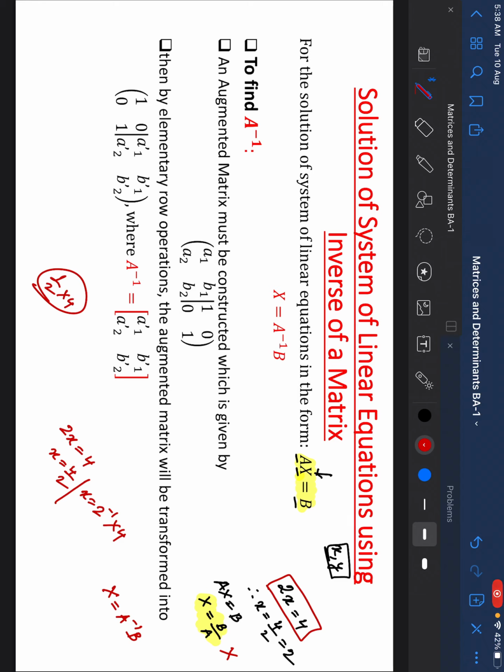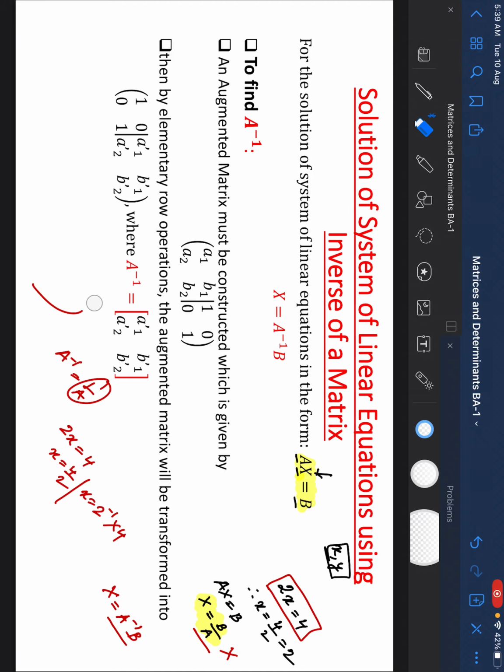So here, without doing B by A, I am multiplying A inverse into B. Now A inverse is not 1 by A. You might think of A inverse as 1 by A, but it's not true, because in matrices division is not possible. 1 by A would mean dividing 1 by A. So basically we have to multiply with A inverse.